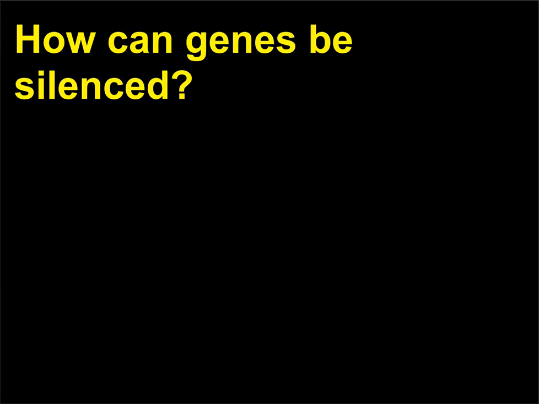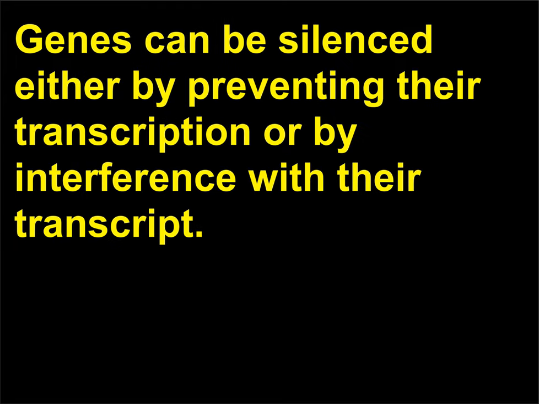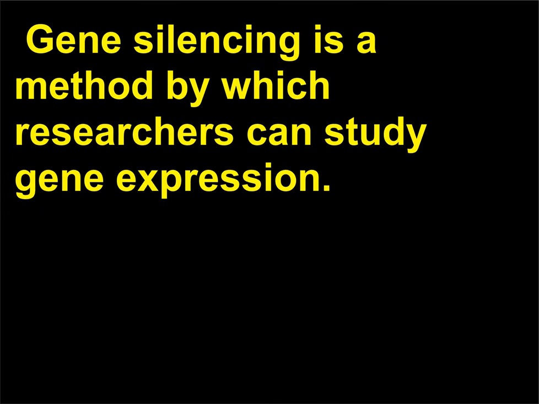How can genes be silenced? Genes can be silenced either by preventing their transcription or by interference with their transcript. Gene silencing is a method by which researchers can study gene expression.